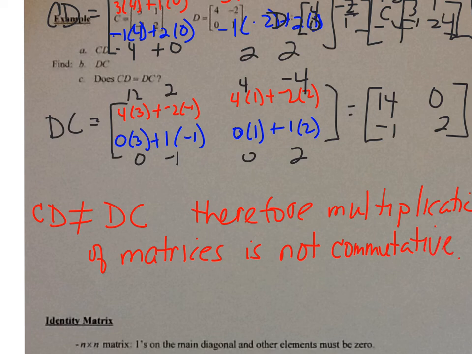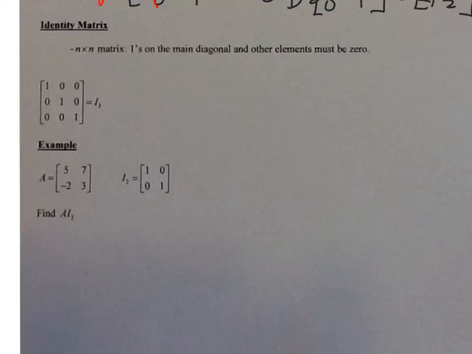Okay, so let's talk about the matrix identity. Identity matrix, n by n, so that's a square, right? So they have to be same down, same across. Matrix, ones on the main diagonal and other elements must be 0. So this is an identity matrix. That's identity 3, and the reason why it's 3 is because there's 3 ones, because it's a 3 by 3. Okay, so remember, identity always gives you back what you started with.